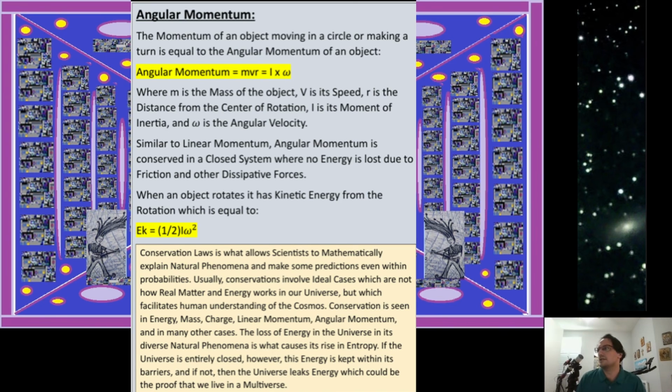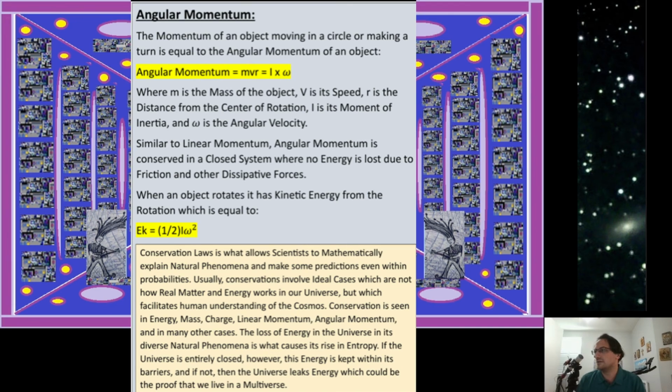When an object rotates, it has kinetic energy from the rotation, which is equal to 1/2 moment of inertia times angular velocity squared. So if an object is rotating, it also has energy from the rotation. When an object is moving through space, let's take Earth, for example, Earth has kinetic energy due to its motion through space, and it also has rotational kinetic energy from its spin motion, because it's spinning around its own axis.